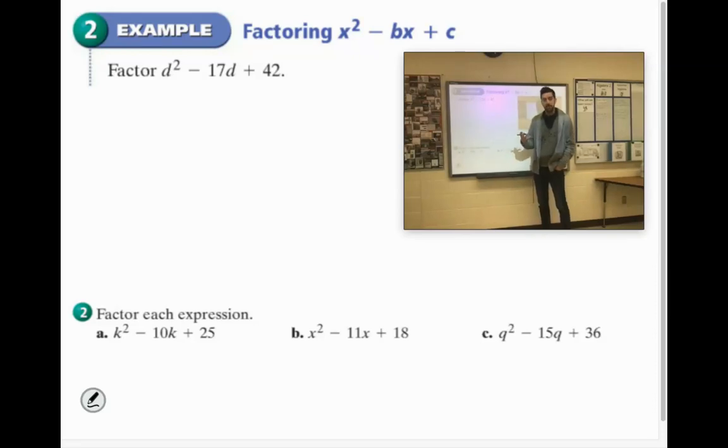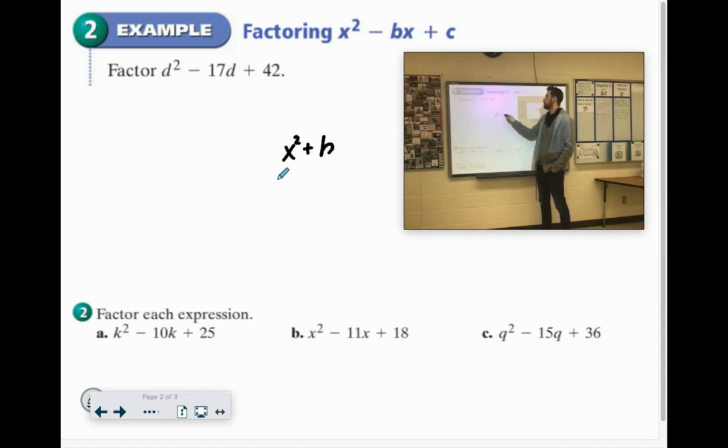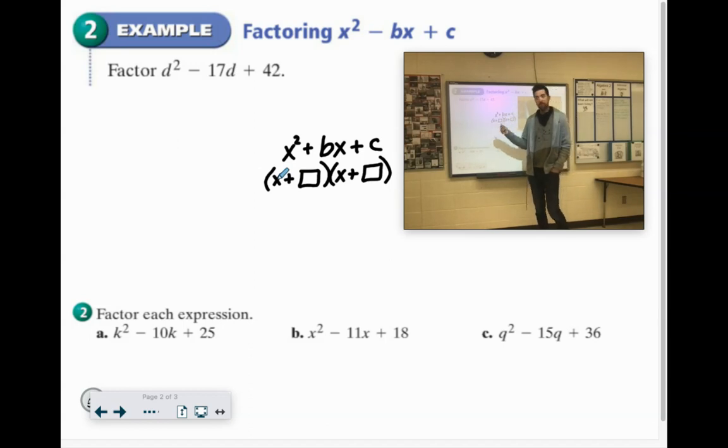So if you notice the last set, everything was like x squared plus bx plus c. So they were both plus, and then in our parentheses, it was like x plus something times x plus something. So that is pretty easy, right? Plus plus, then in our parentheses, we're going to have plus plus. But now we're going to mix it up.